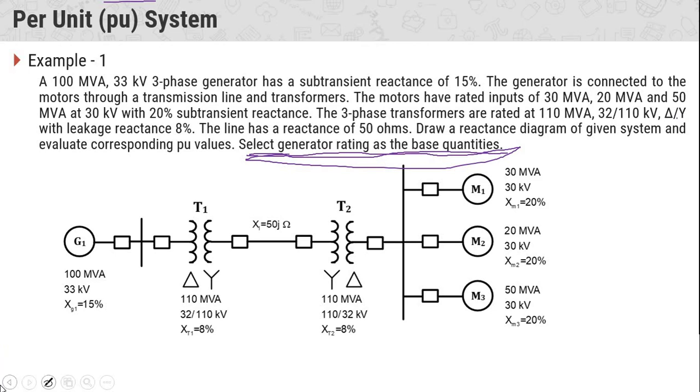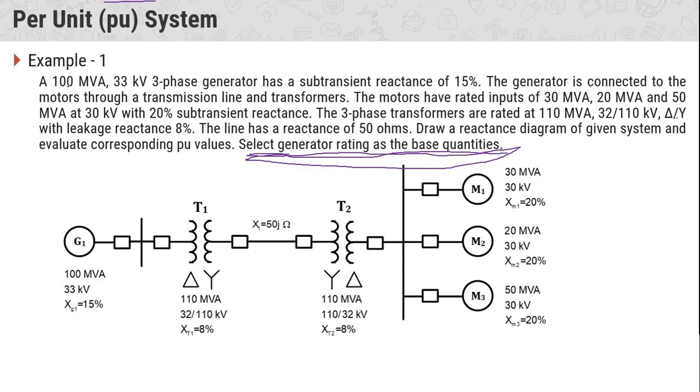Now drawing the single line diagram. First, the generator is given, so draw this circle and G1. Then the generator is connected with transformer 1 and transformer 2, and in between transformer 1 and 2 there is a transmission line. Then the load is given, 3 motors. So in this way draw M1, M2 and M3. Now putting the value of each and every component.